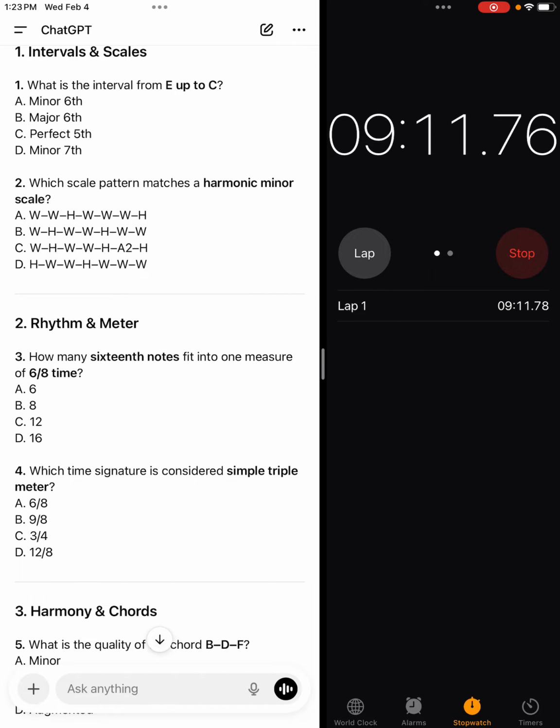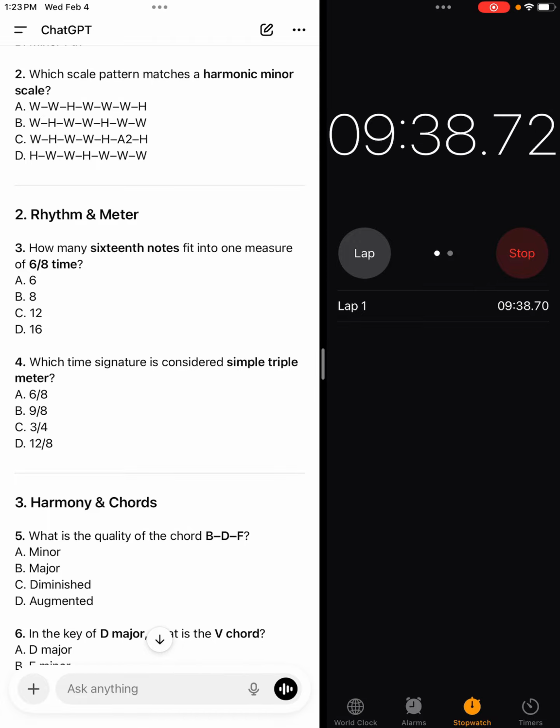Alright, so sorry about that, guys. Mom apparently interrupted me. Okay, what scale pattern matches a harmonic scale? Minor scale. Ooh, okay. Harmonic. I'm gonna say B.